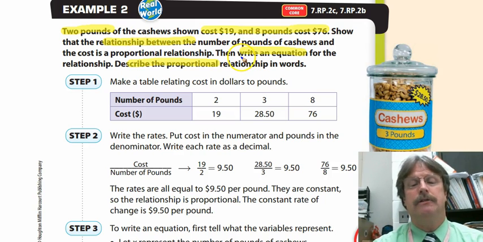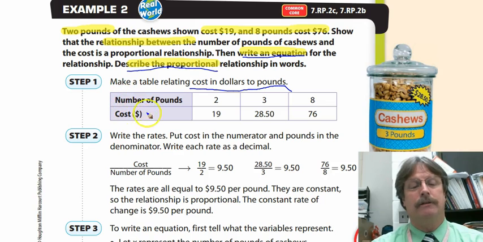Then write an equation. This is where you guys make a lot of mistakes. You don't pick up on this additional information that you have to do. And describe the proportional relationship. So they've made a table, okay, number of pounds and then cost. So they're talking about make a table relating cost in dollars to pounds. So the order that this is written in is the order that you're going to write your table in, okay? And that's where you make your ratios.